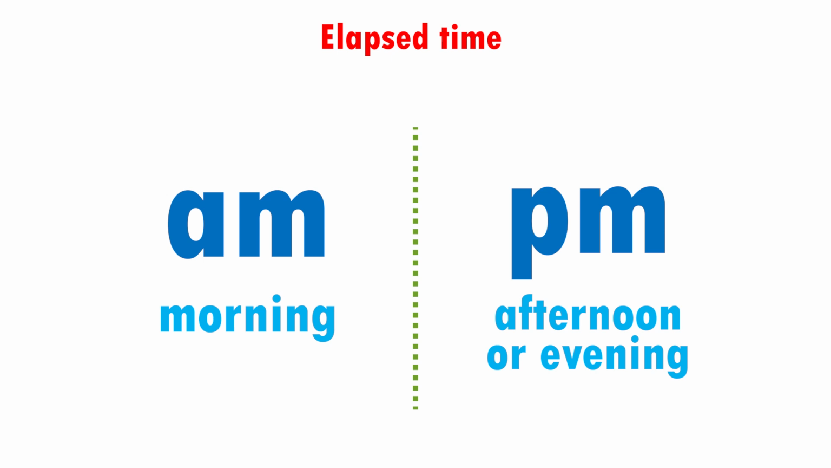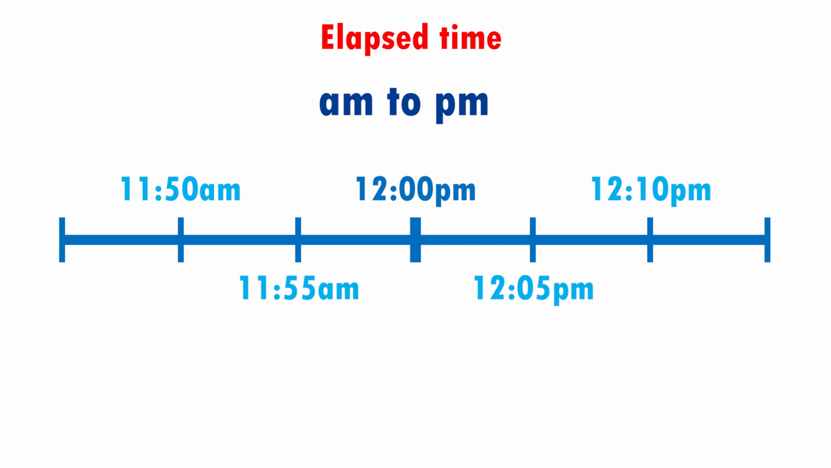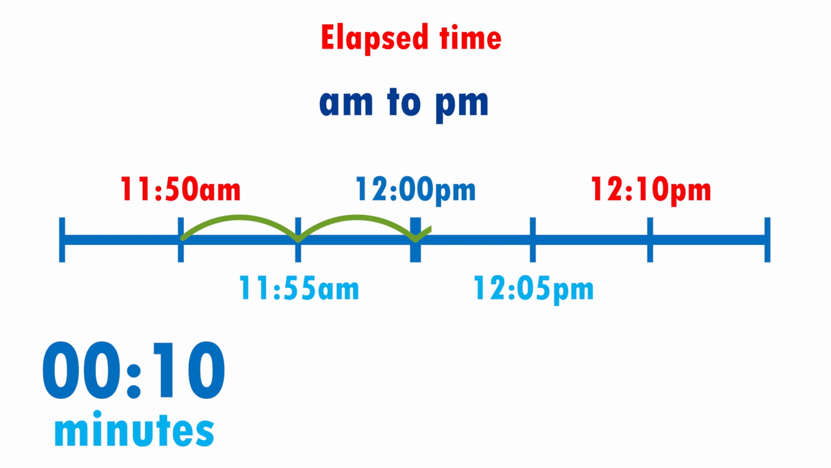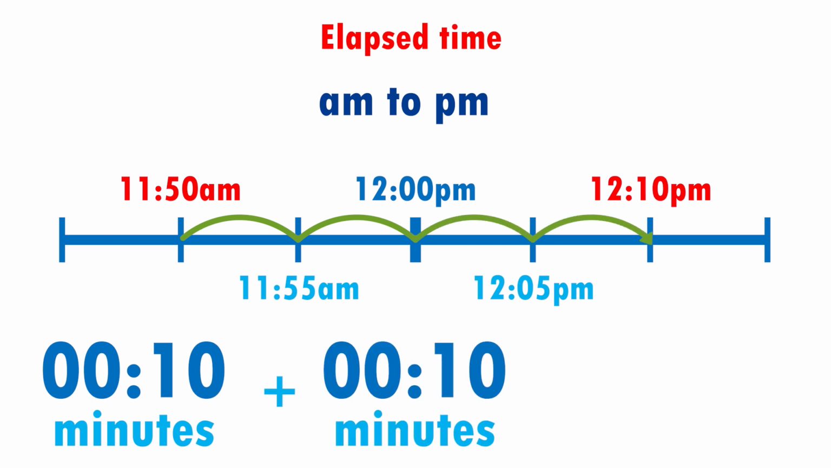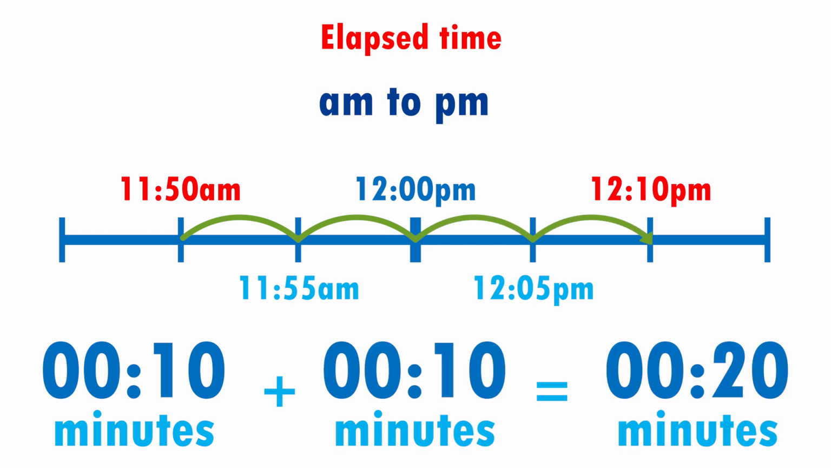AM and PM. AM means morning, and PM means afternoon or evening. The method does not change. For example, from 11:50 a.m. to 12:10 p.m., go 10 minutes to 12 o'clock. Then 10 more minutes to 12:10. The total is 20 minutes.